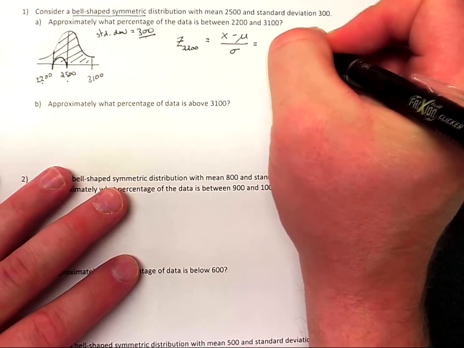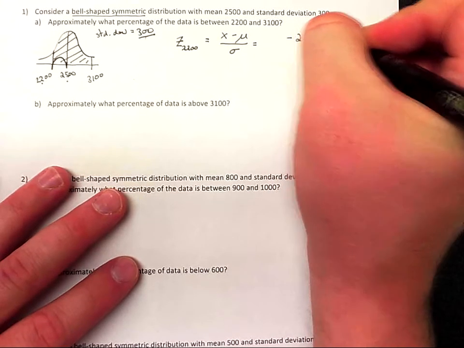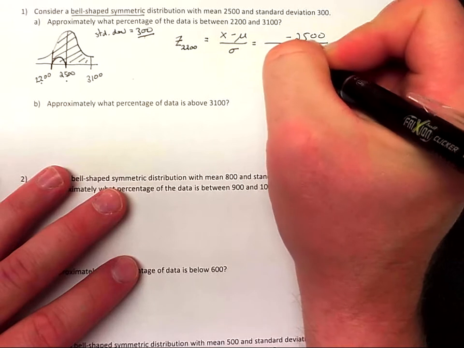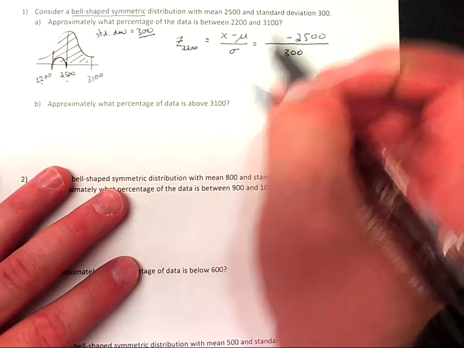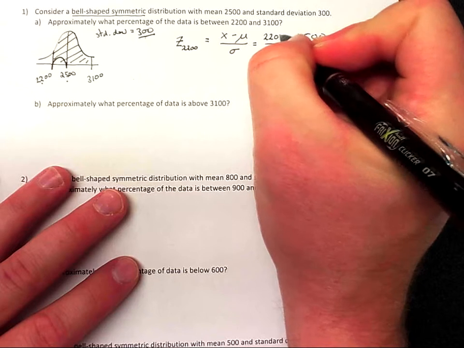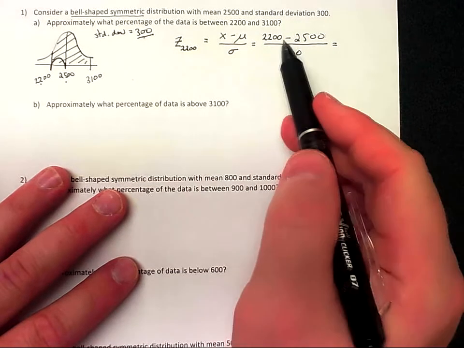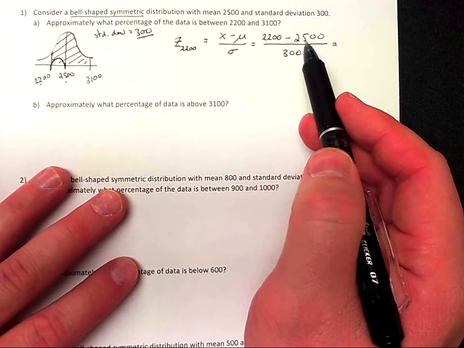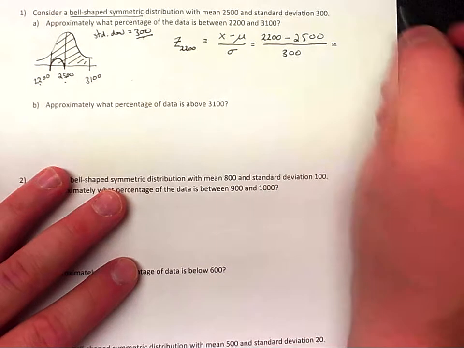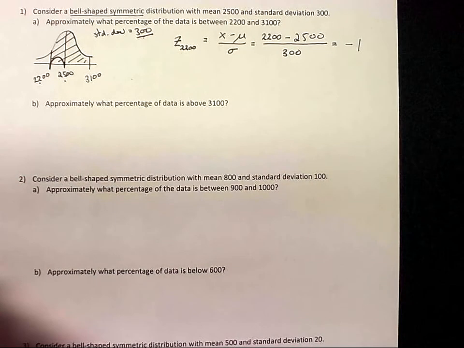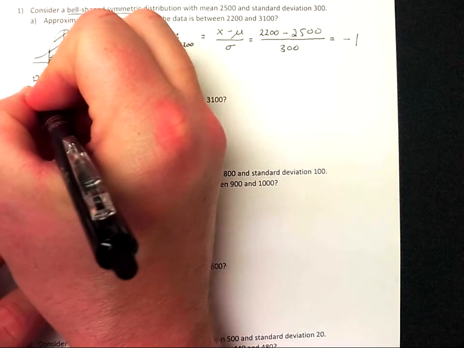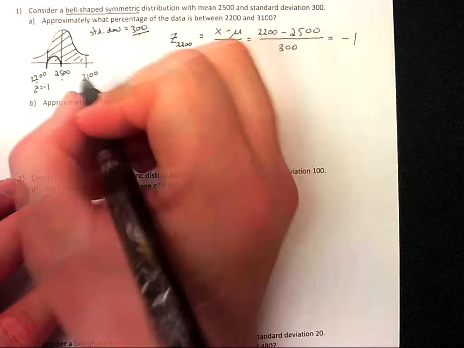And here I know that my average is equal to 2,500. My standard deviation is equal to 300. And I'm trying to find the z-value of 2,200, so I'm going to plug in 2,200 right here. Now 2,200 minus 2,500 is -300, divided by 300. And voila, we have a z-value of -1, right? So just like Betsy correctly said, here we have a z-value of -1.